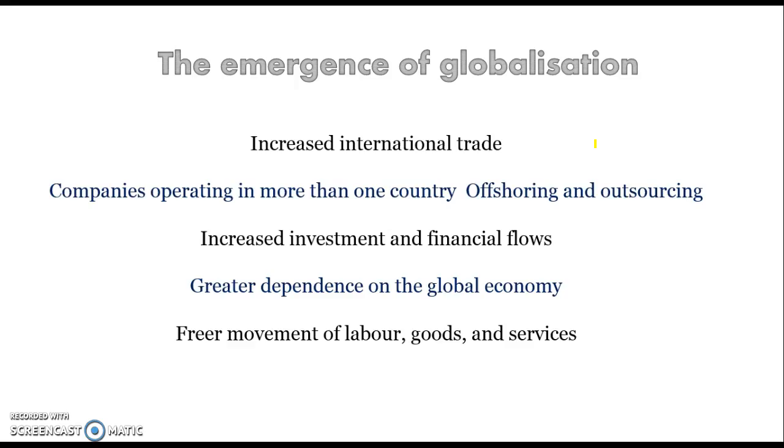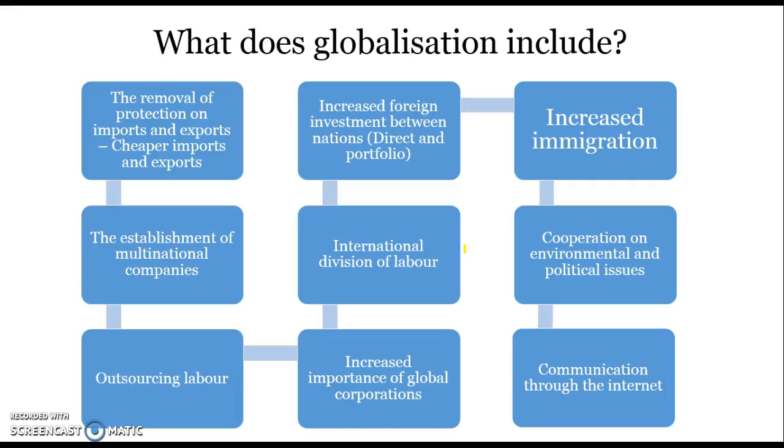So the emergence of globalisation has come from a whole range of factors, but it includes the emergence of international trade, it includes a lot more companies operating as multinational companies, so the existence of offshoring and outsourcing, the offshoring in the case of businesses moving their operations overseas, and outsourcing where we have certain services that are completed overseas. Increased investment between countries, so increased portfolio and direct investment are some of the main things. So this is what globalisation includes.